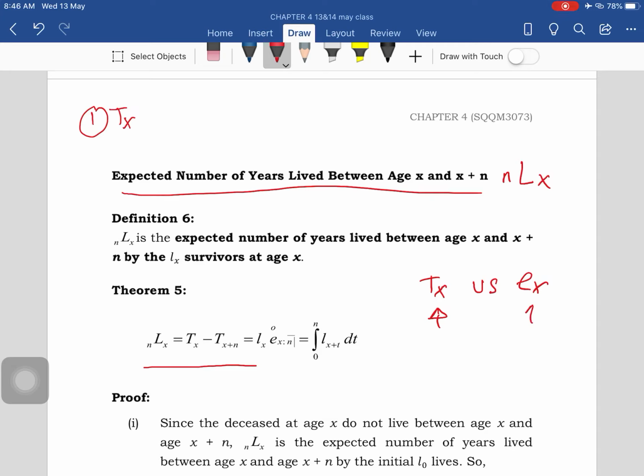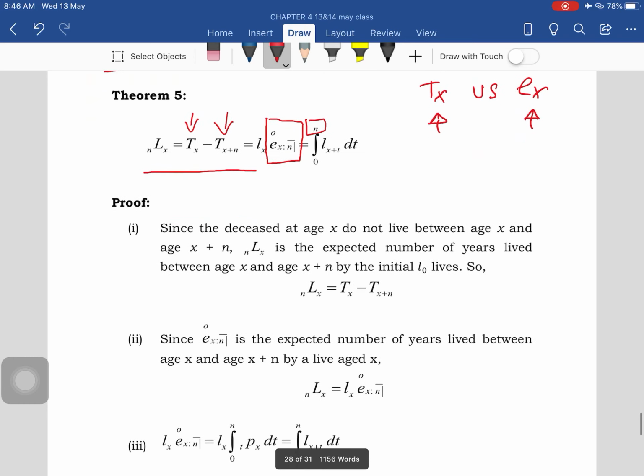So this is for individual. ex for individual. So Lx actually is the term, the interval from x to x plus n. So we use Tx minus Tx plus n. So it's the same as the Tx formula, but this time we use expected future lifetime for interval x to x plus n. So the upper bound is n.